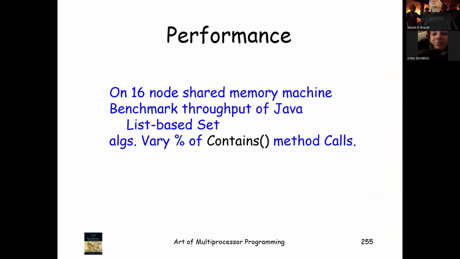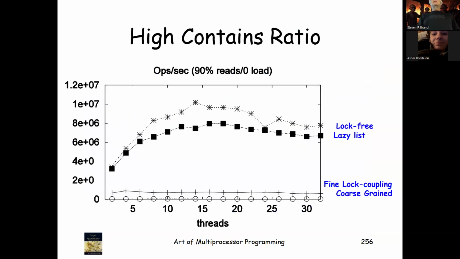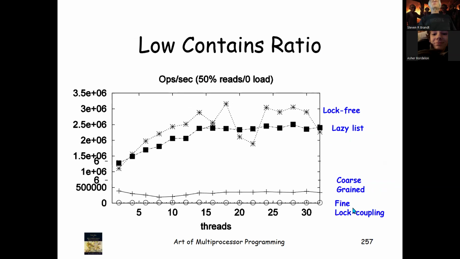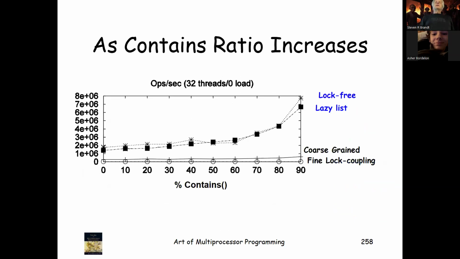Okay, and for the performance on a 16 node shared memory machine, they did a benchmark with this stuff, and they had a high contains ratio, 90% reads, and this was the performance curves they got. The lock-free list was the best, the lazy list was next, and then fine and coarse. And then with a lower contains ratio, which is 50%, they got something similar, but they're closer together. As the contains ratio increases, generally speaking, the lock-free and the lazy show increased performance.